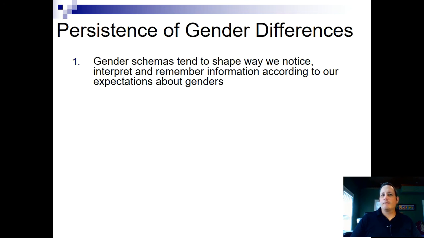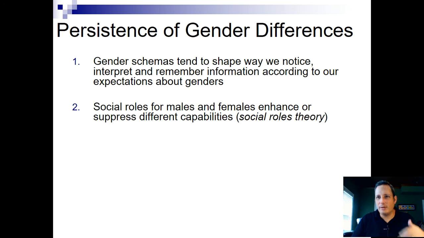Okay, as I was mentioning earlier about gender schemas, they tend to shape what we notice, how we interpret, how we remember things, and our expectations about genders. And the fact is that we tend to seek out reinforcing information for our pre-existing gendered expectations, and therefore it's harder to overturn those when they are inaccurate, because we're only looking at confirming information.